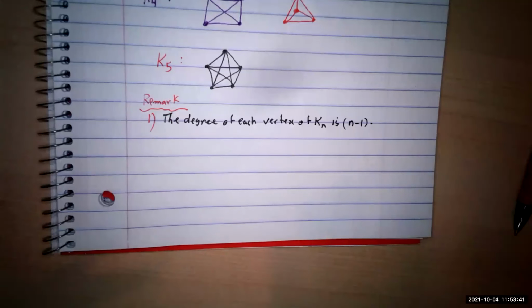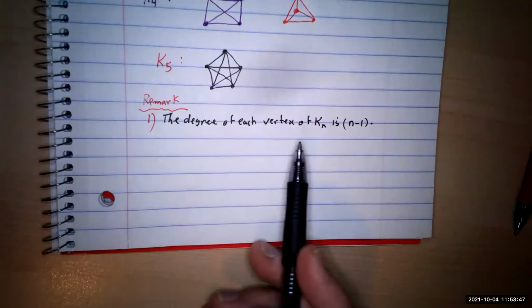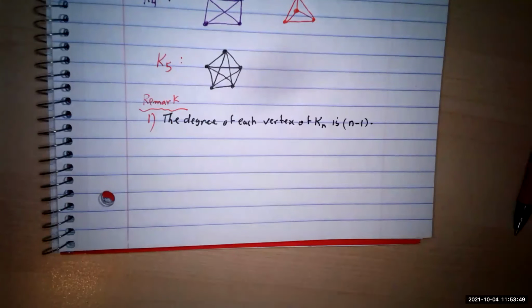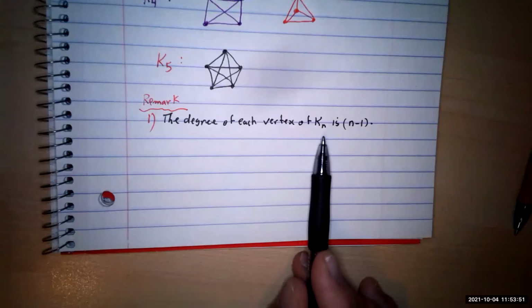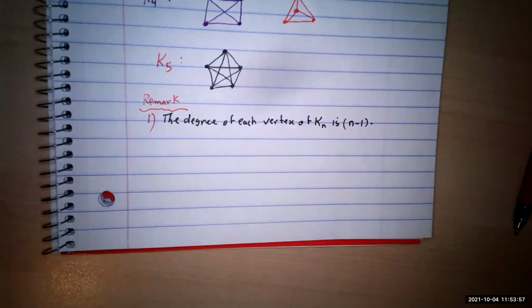And it's clear because each vertex is adjacent to the rest. So you have n vertices. When you pick one of them, the leftover is n minus 1. So you are connected to n minus 1 vertices. You have n minus 1 neighbors, so the degree must be n minus 1. This is one of them.